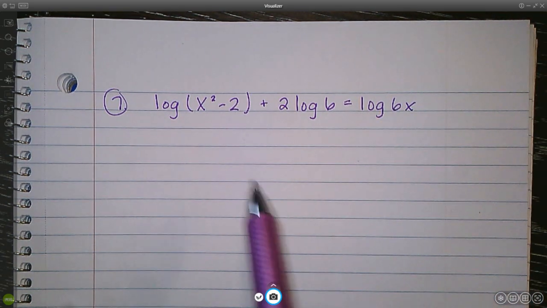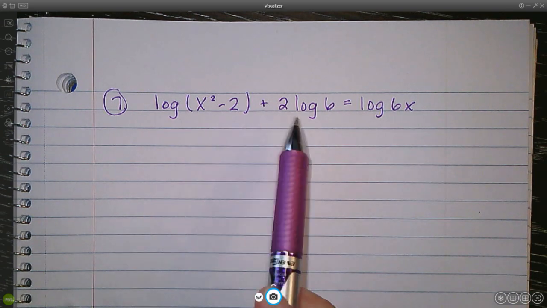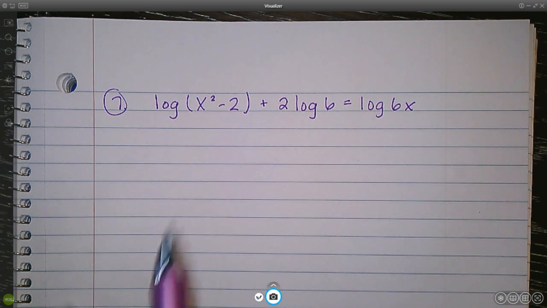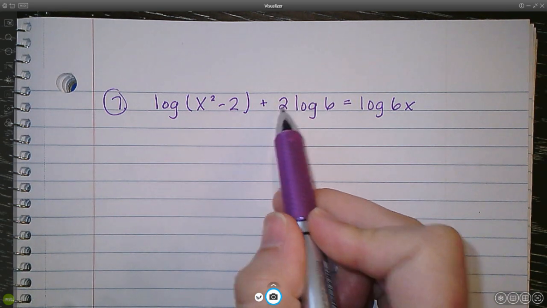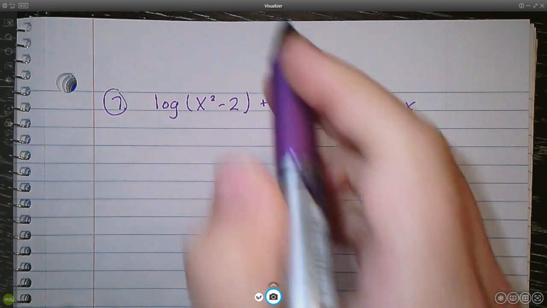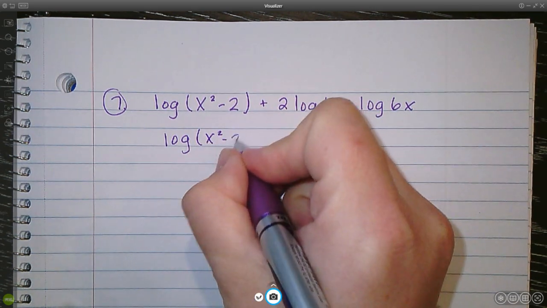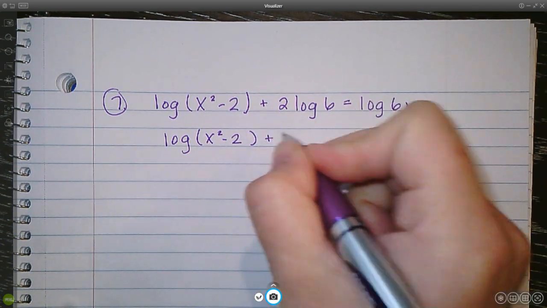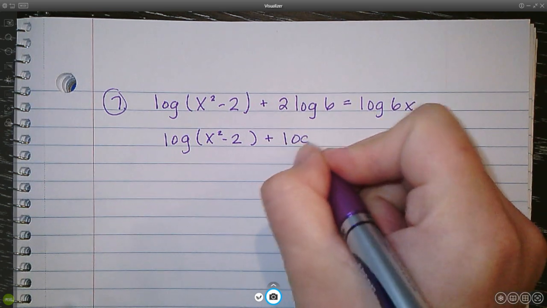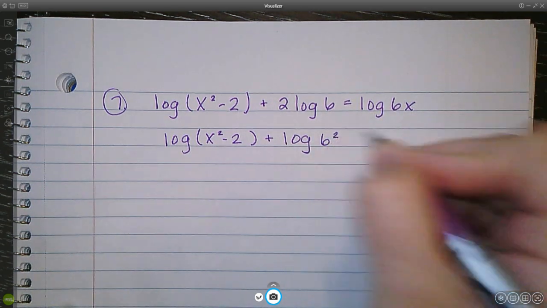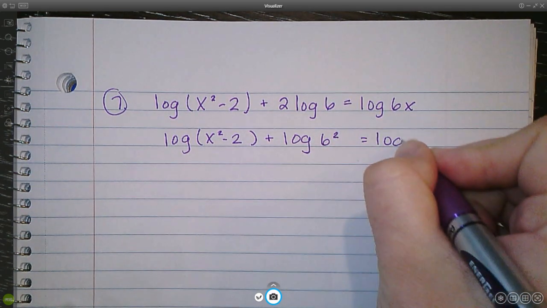Okay, so if you look at this one side, we have more than one log, so we want to combine these using log properties. So the first thing I'm going to do is take this 2 and put it up on this 6. So we have log of x squared minus 2 plus log of 6 squared equals log of 6x.